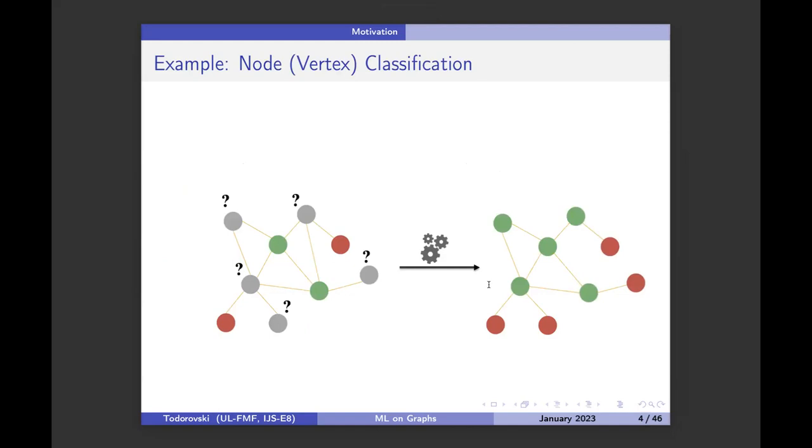Maybe I should show some example of why this makes sense. Why would we like, for example, to learn on vertices? Because sometimes we want to perform node classification. What would be a node classification task? A node classification task means that we have a graph with partially labeled nodes, or vertices.